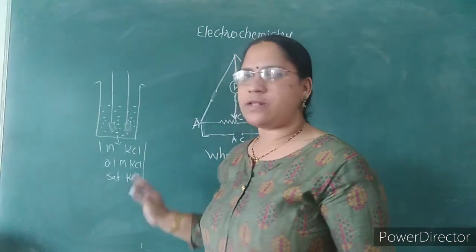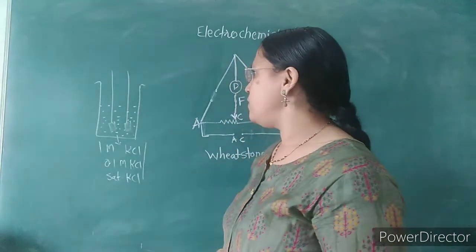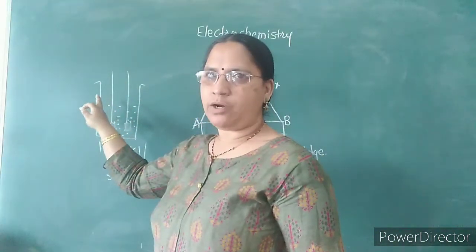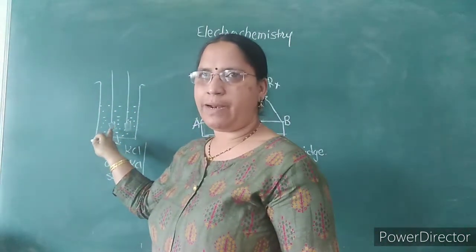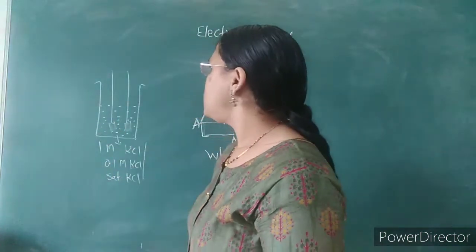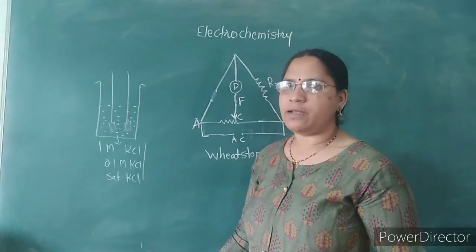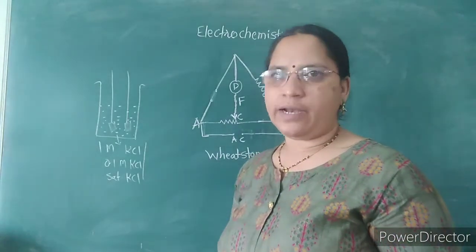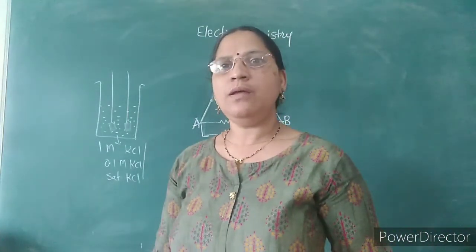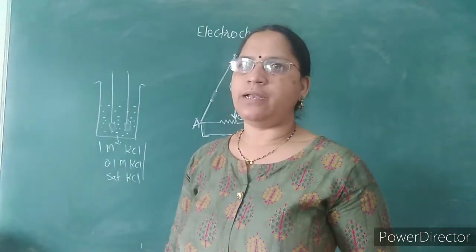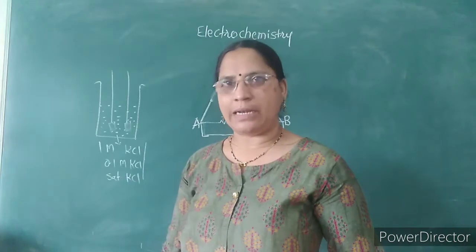So what is a conductivity cell? It consists of a glass beaker or container in which two platinum electrodes which are coated with platinum black are immersed. How is this coating done? It is done by the process of electrolysis. The coating of platinum with platinum black is done by electrolysis using chloroplatinic acid.